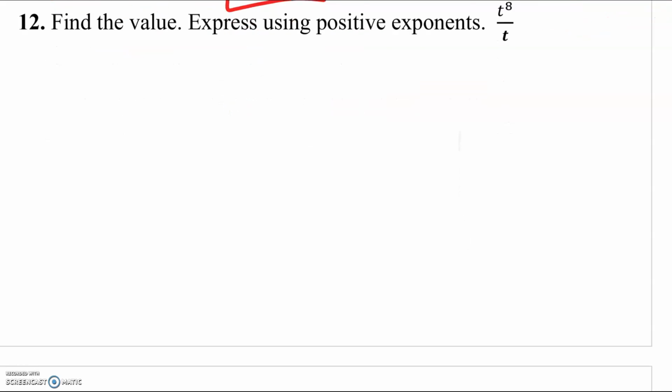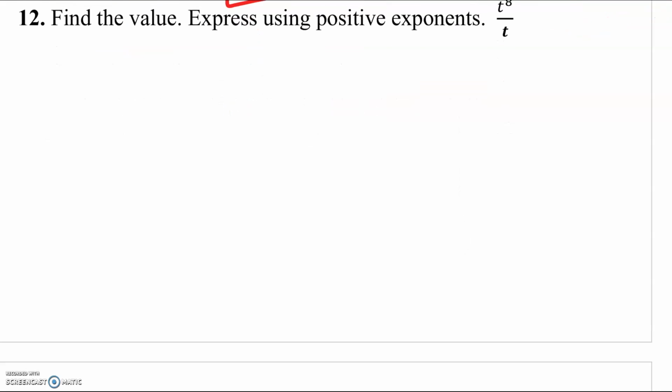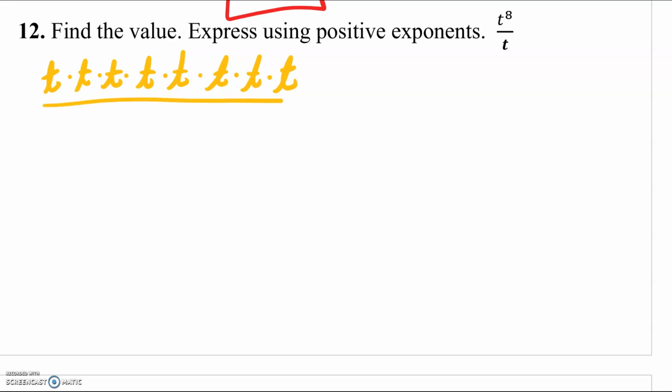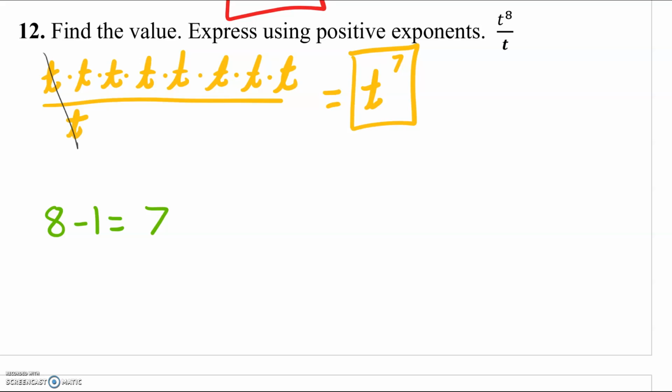All right, question number 12. Similar idea here. Find the value expressed using positive exponents. This one is also division. So two ways to do it. We could write it out, 8 t's on top, and then on the bottom, I just have 1 t, so I'm just going to put my t. And we only can cross out one set, so I'm going to have 7 t's left over. So t to the 7th power. Or we can subtract the exponents, 8 minus 1 to get 7, and we're going to get base of t to the 7th power. So same answer, two ways to work it out.